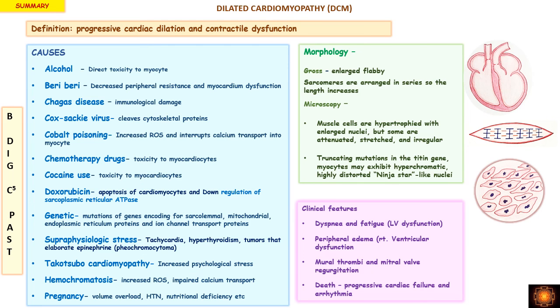Now in the summary, we have to remember the definition. The definition of dilated cardiomyopathy is progressive cardiac dilatation and contractile dysfunction. Then we have a list of the causes, which, if you remember, as I told you, is B, Dic, C5 past. So we have alcoholism, which can cause direct toxicity, beriberi, that's a thiamine deficiency. Then we have Chagas disease, Coxsackie virus, cobalt poisoning, chemotherapeutic drugs, cocaine use, doxorubicin.